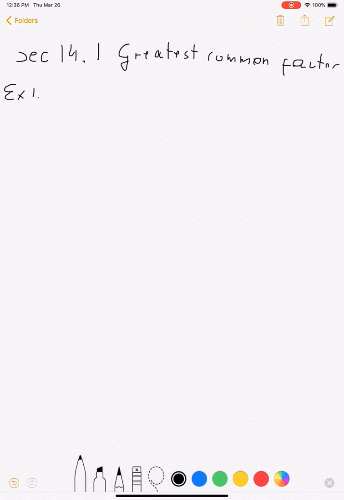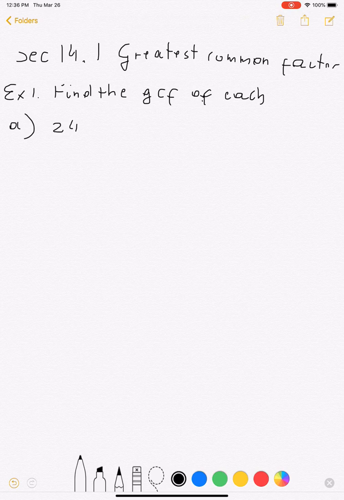Identify the greatest common factor. So you need to find the greatest common factor, which is the shortcut GCF, of each. Okay, so A, we have 24 and 30. The greatest common factor is the greatest number in this case, because we're talking about numbers.